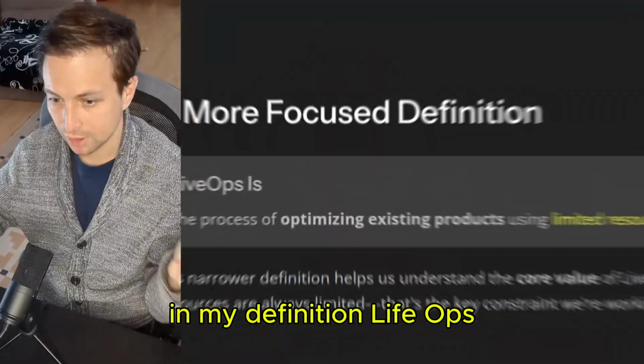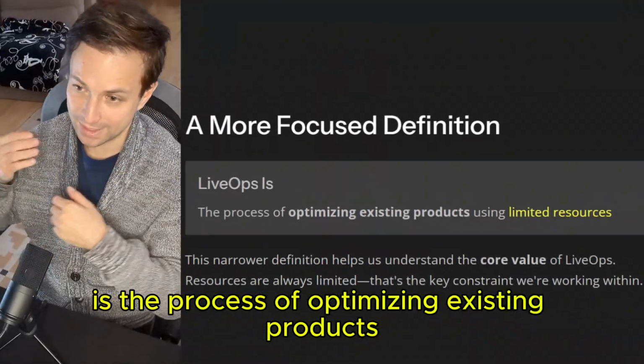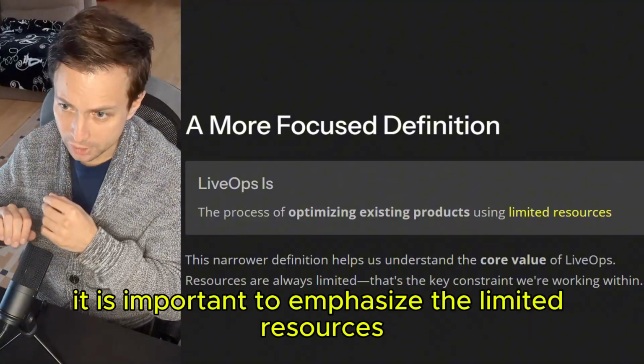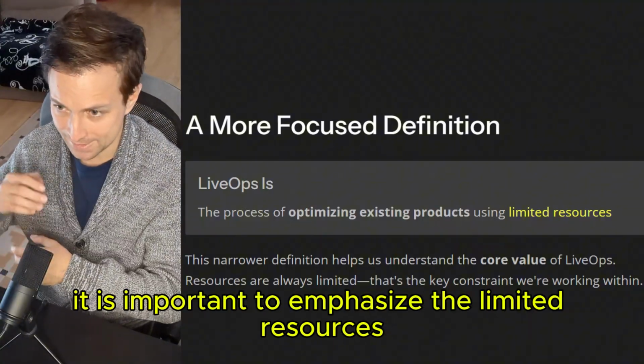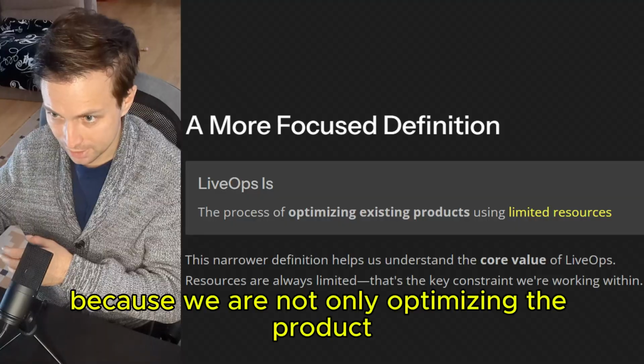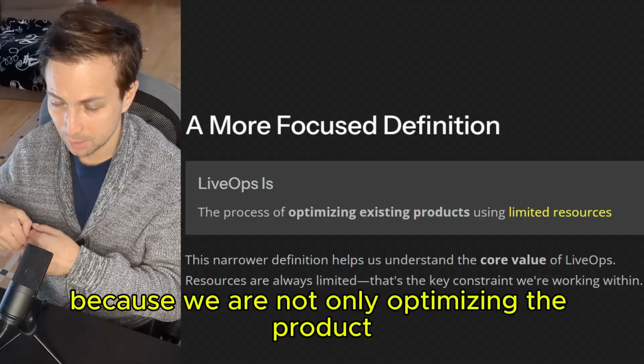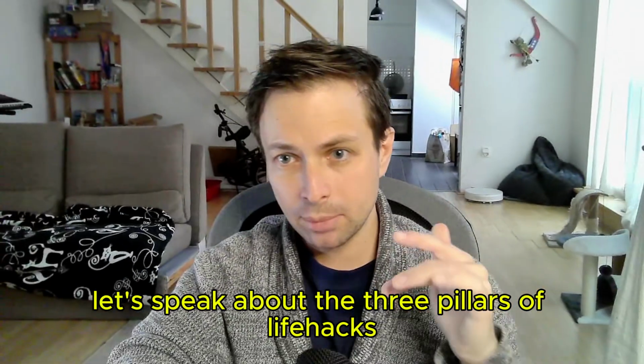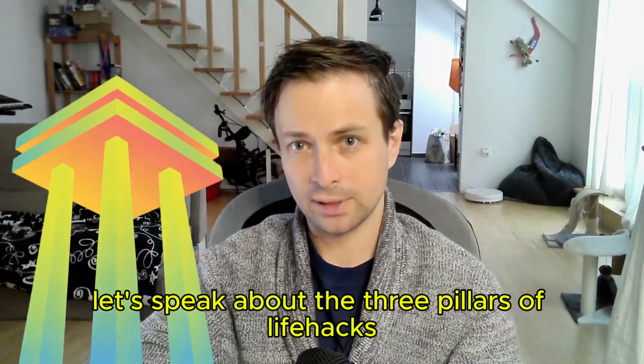In my definition, LiveOps is the process of optimizing existing products using limited resources. It is important to emphasize the limited resources because we are not only optimizing the product, we also optimize our own processes. Let's speak about the three pillars of LiveOps.